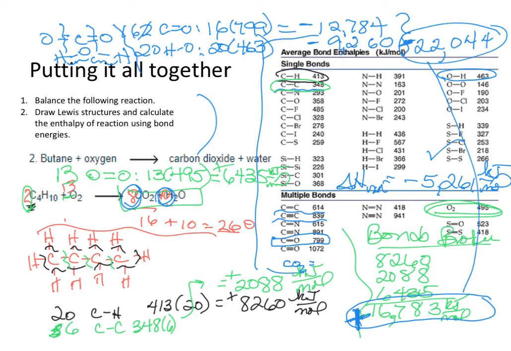I mean, this is kind of a basic check, but combustion reactions are always exothermic. So if you don't get a negative sign when you do this calculation for a combustion reaction, you know you have a math error someplace.